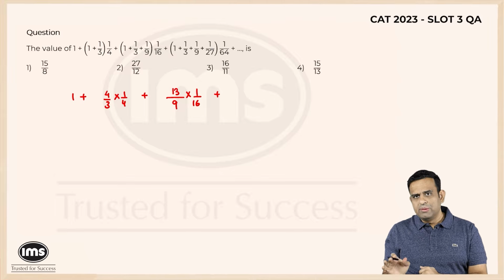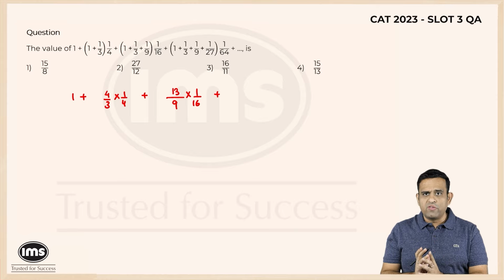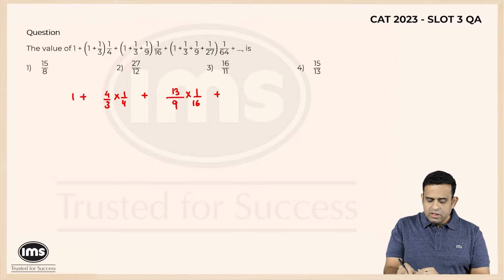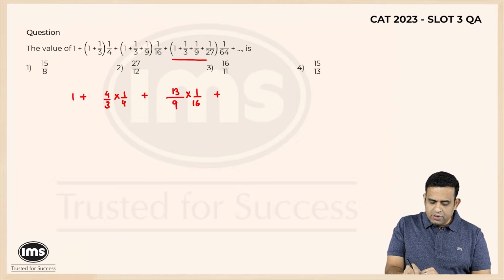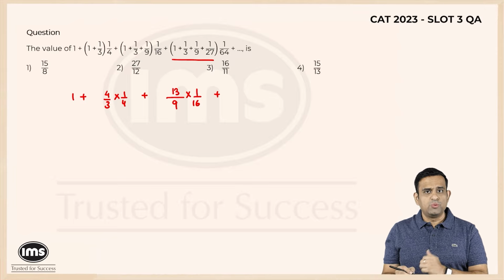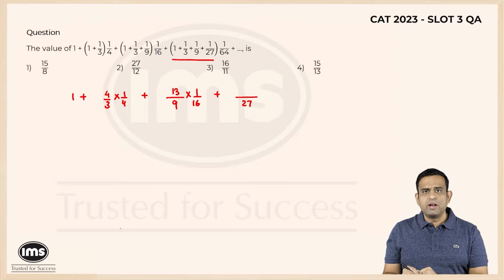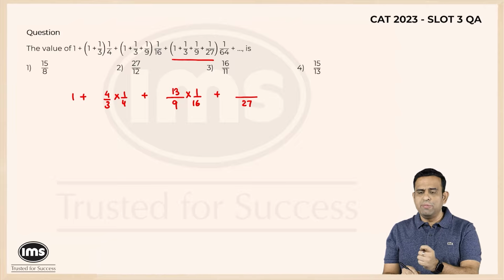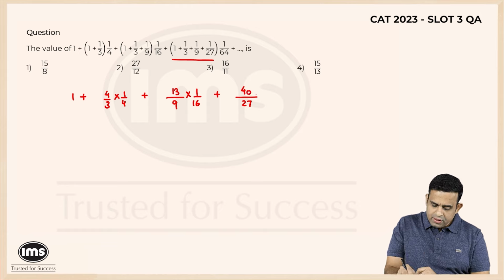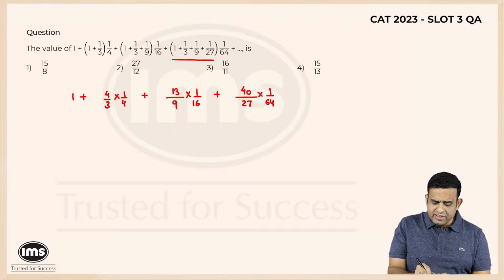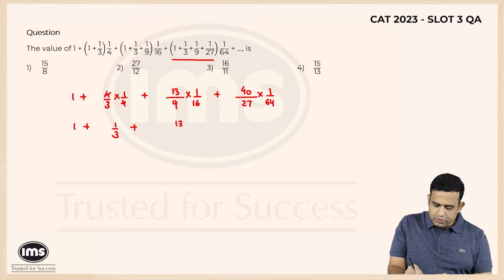If I look at the fourth term, even though not required, but for the sake of convenience, let's take the fourth term. Then if I look at the bracketed term 1 plus 1 by 3 plus 1 by 9 plus 1 upon 27, if I take 27 as the LCM over there, one gets 27 plus 9 plus 3 plus 1 giving you a 40. And this is into 1 upon 64. Let's simplify this. 1 plus this part is 1 by 3. The third term one can say becomes equal to 13 divided by 144.